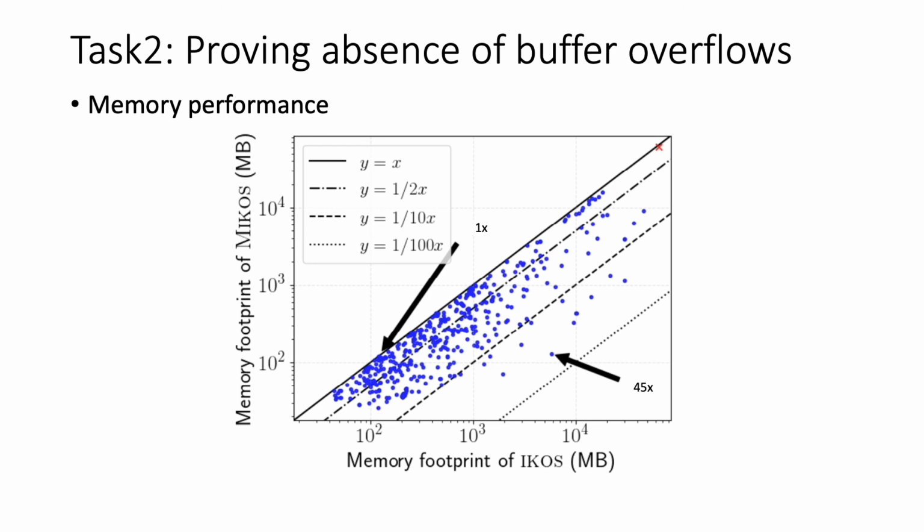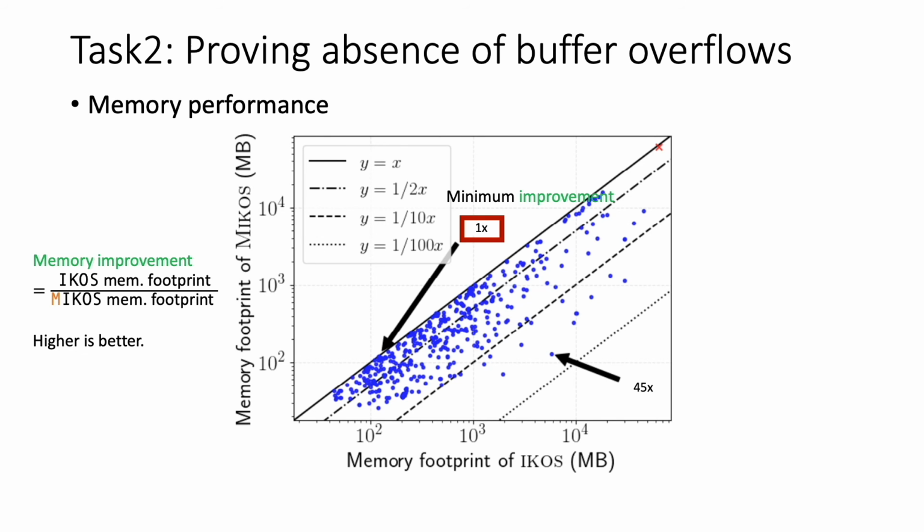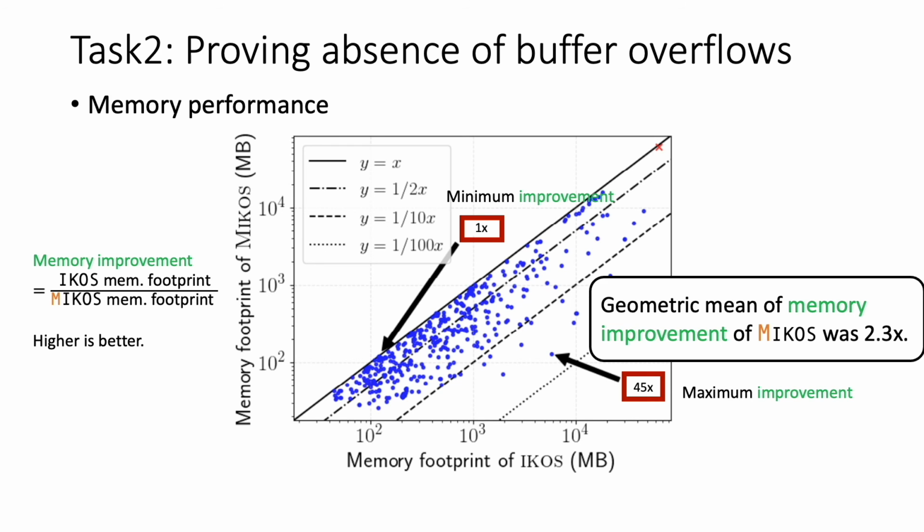Now this shows the memory performance result for task 2. Here also, all benchmarks were below the y equals x line. The minimum improvement in memory was 1x and the maximum was 45x. The geometric mean was 2.3x.